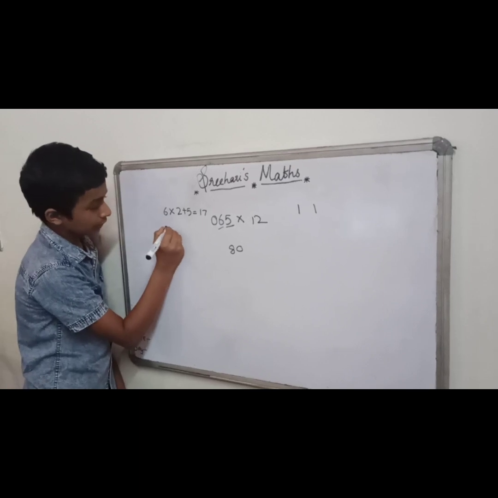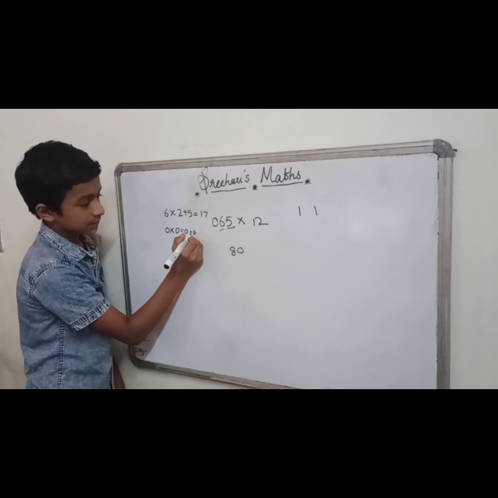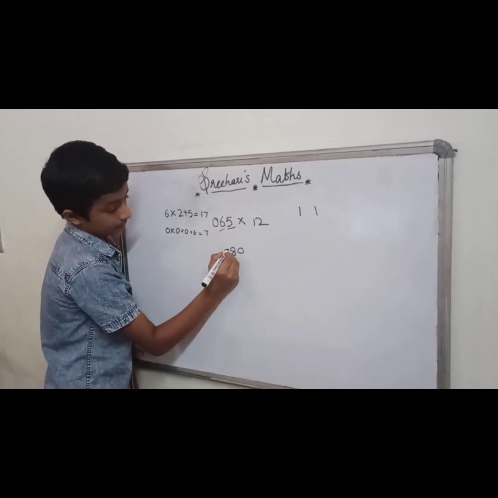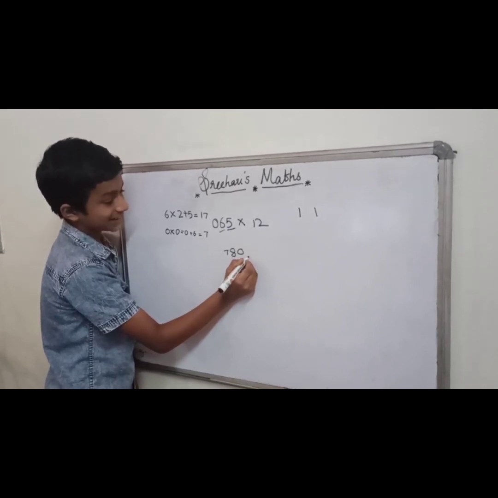Now 0 into 0 is equal to 0 plus this 6 is equal to 6 plus 1 remainder is equal to 7. The answer will be 18780.